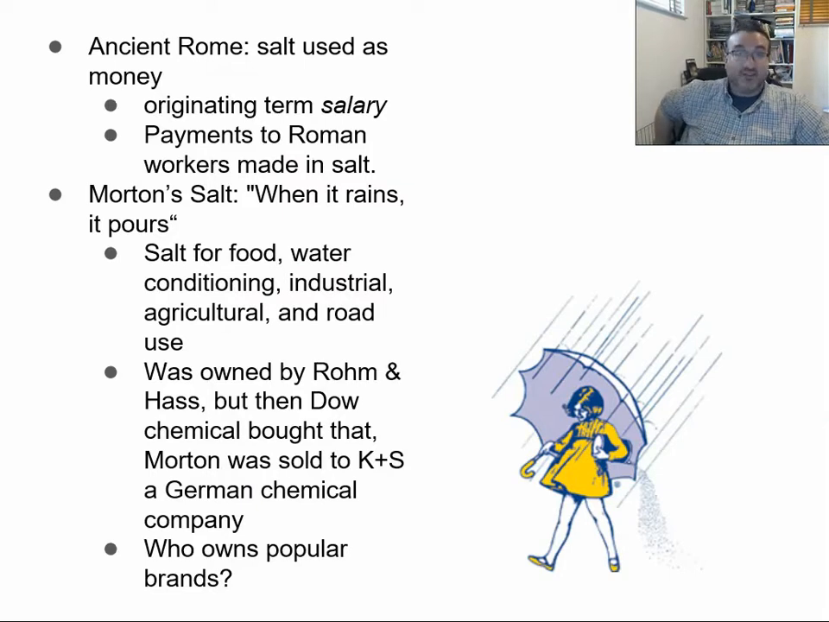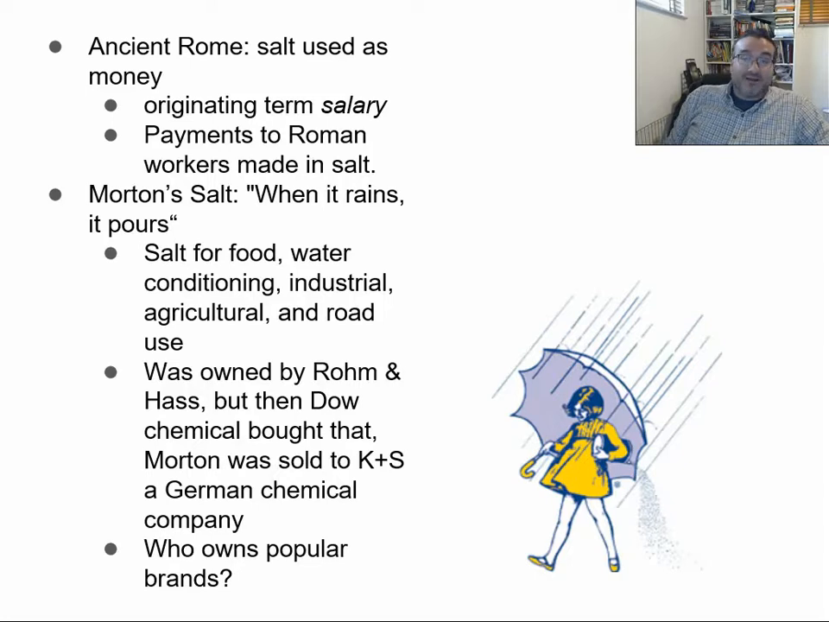The company Morton Salt is a multi-billion-dollar company. Since the early 20th century, it's had the advertising slogan, "When it rains, it pours," meaning that even in hard times, it would be easy to get Morton Salt. They don't just make salt for food, of course. They use it for people's water conditioning, industrial and agricultural purposes, and even road use.